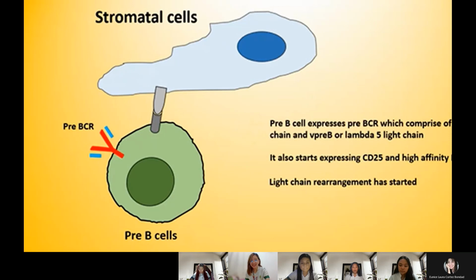Last slide. So at this point of time, you will see the heavy chain of the B cell receptor is formed, but the light chain at this point is not properly formed. And the light chain is known as the surrogate light chain, which comprises VpreB or lambda 5. So from this stage onwards, the light chain recombination would also start. Next slide.